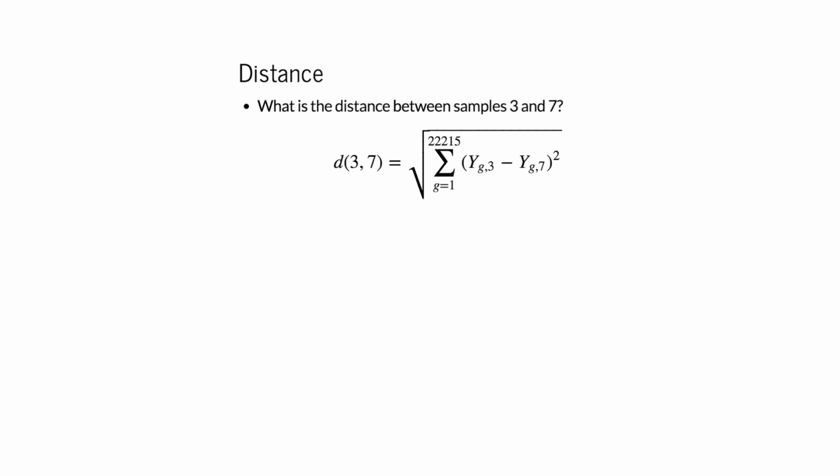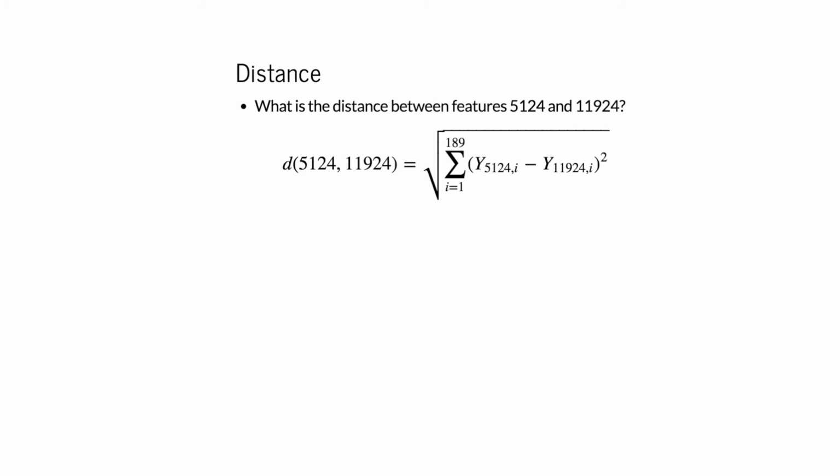So here, as an example, is the distance between the 3rd and the 7th column. You can see in the formula, we're simply taking the 3rd column and the 7th column and applying the formula that we just showed. For the rows, it's the same definition. Instead now, we add across the samples. For each sample, we take the difference between the 2 genes, square it, add them, take the square root. So here's that formula applied to row 5,124 and row 11,924.